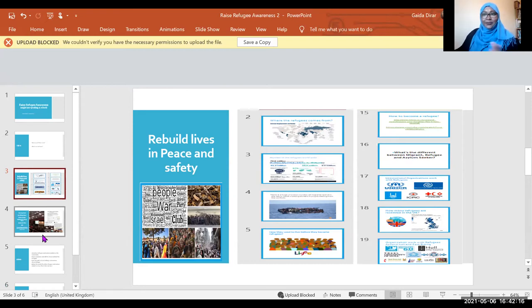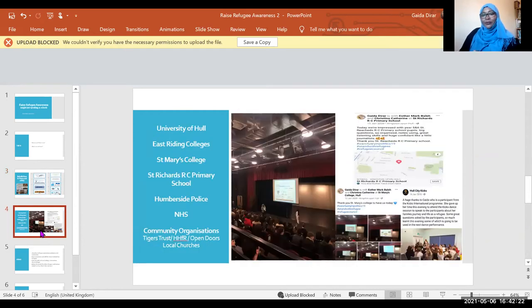So that the presentation is adjusted every time depending on the group's age. Here are some pictures of me and my colleague giving presentations in different schools, colleges and community groups, to young girls and also at university. I've been to University Hall twice, once for staff and once for social care students.